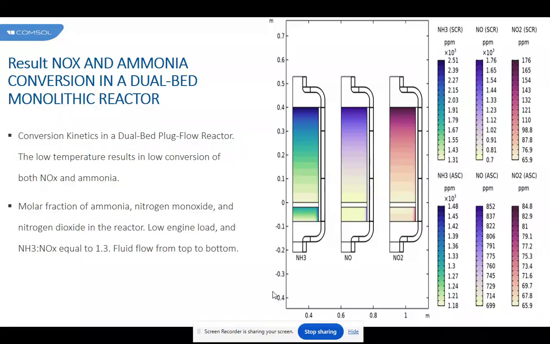With this model, we have shown that in order to get low exhaust levels for both ammonia and nitrous oxide, the injected amount of ammonia needs to be adjusted as a function of engine load, and this value has been shown here in this simulation.